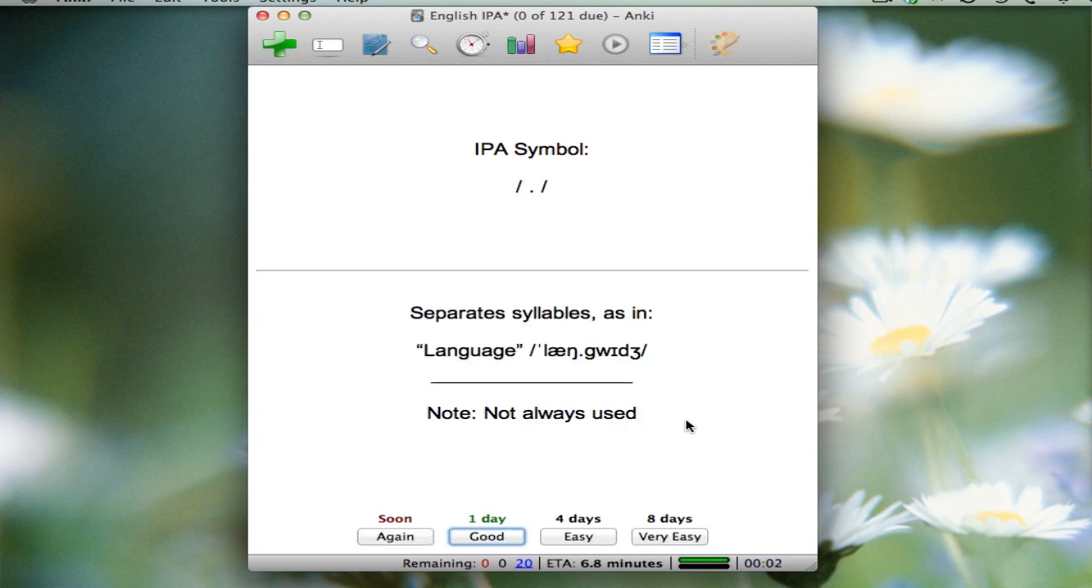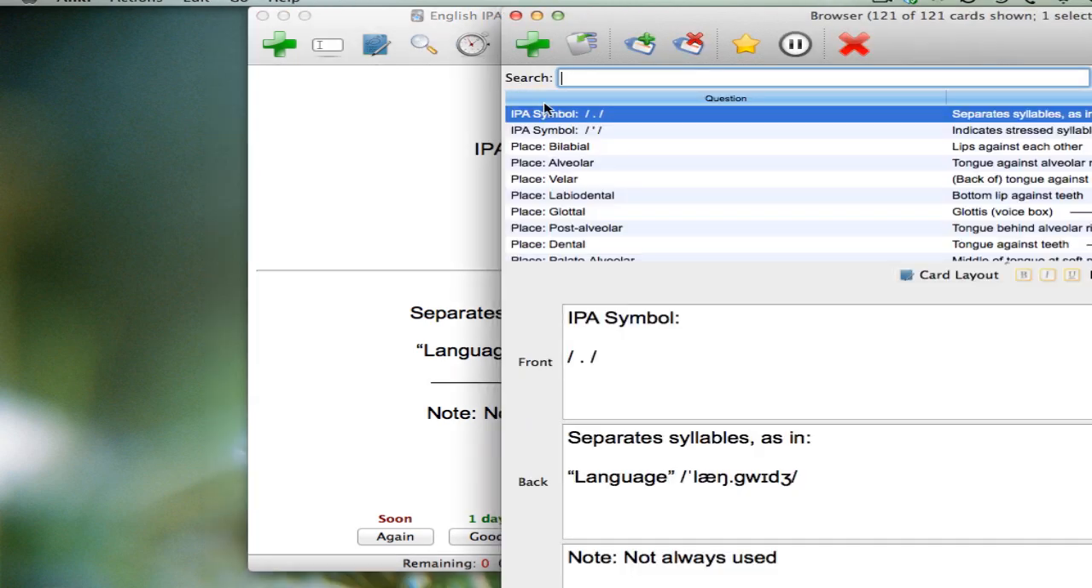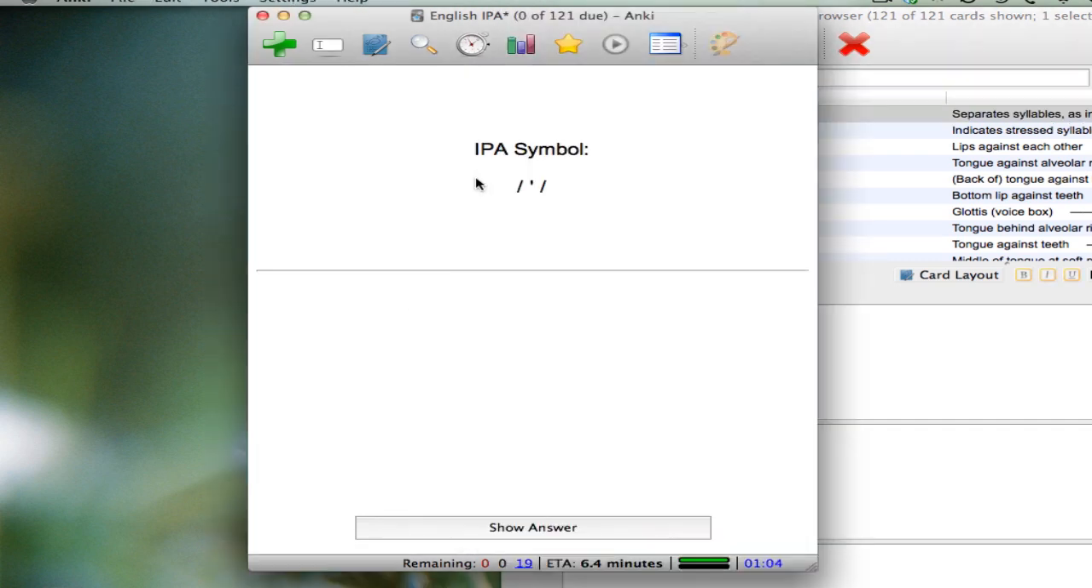This is a symbol that's sometimes used. You have this example, language. This will sometimes separate the two syllables. You have lang and gwij. It's not always used. And if you don't want it, again, just find it in your browser and suspend it.